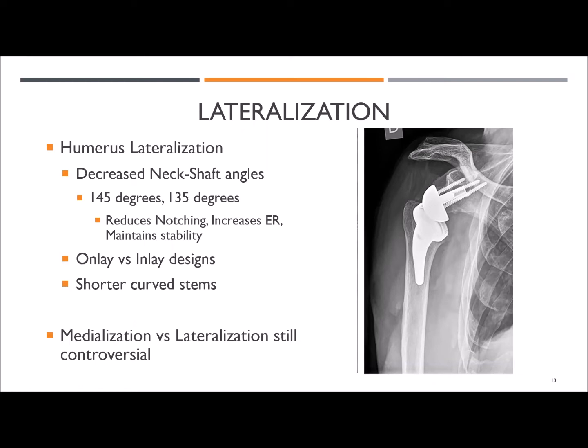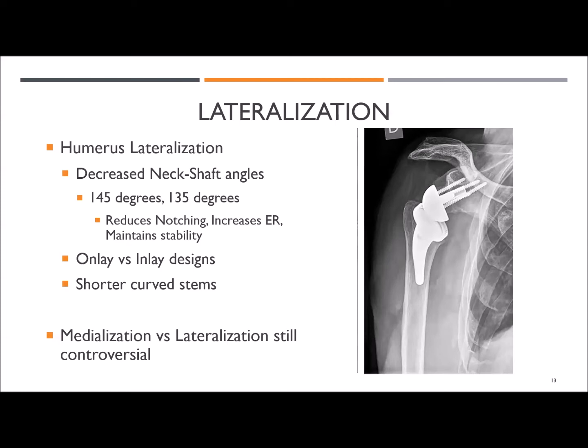With the humeral design, you can do onlay versus inlay designs. The onlay design does lateralize it further to try to prevent some of the fractures and instability that we see with that. There are some designs that mix it. So they do inlay designs to try to decrease that tensioning and still maintain the stability, but have a 135 neck shaft angle to reduce the notching and the problems that are associated with that.